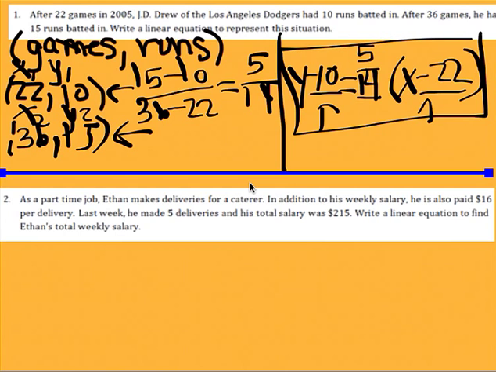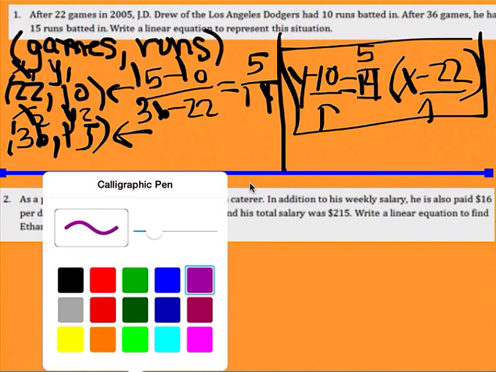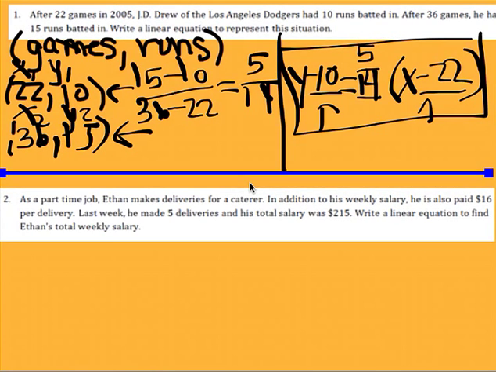Now, let's take a look at number 2. As a part-time job, Ethan makes deliveries for a caterer. In addition to his weekly salary, he's also paid $16 per delivery. Last week, he made 5 deliveries and his total salary was $215. So he made $215 last week. Okay? So we don't know what his weekly salary was.